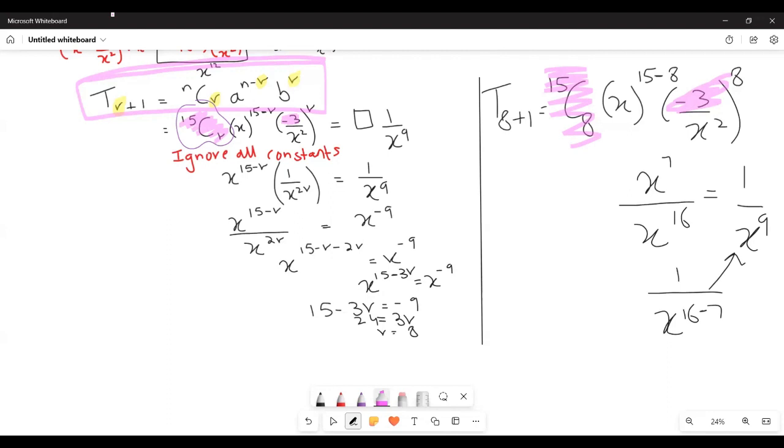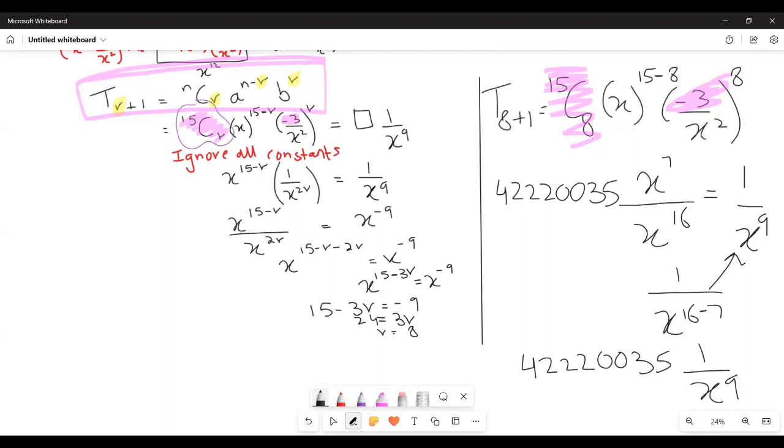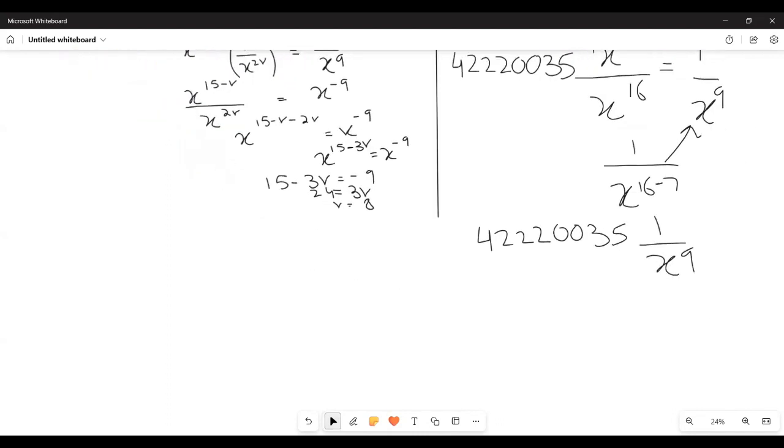Okay, so it's going to be 15 C A times minus 3 power 8, just coming out to be a big number, 4220035. So we're getting 4220035 into 1/x^9. So the coefficient is this. This would be the answer, just this part, the coefficient.